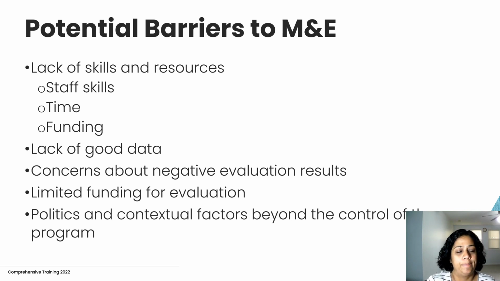Based on the resources that you have, it can really affect how much evaluation you can do. So lack of skills and resources can be an issue. There may not be good data that you would want, but you may not be able to get good data. There might be concerns about negative evaluation results. So what if your program did not achieve what it was supposed to achieve for whatever reasons? And that can be a barrier to effectively evaluating your program. There can be limited funding or other contextual factors, which can be some of the other barriers for M&E.